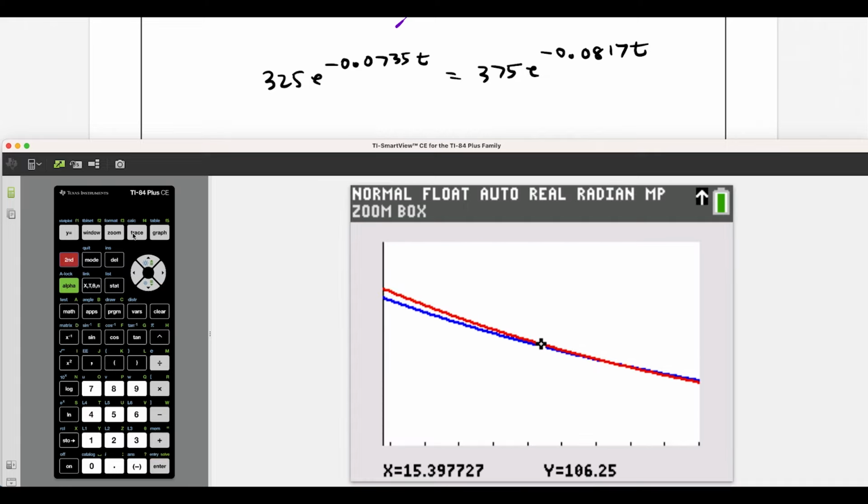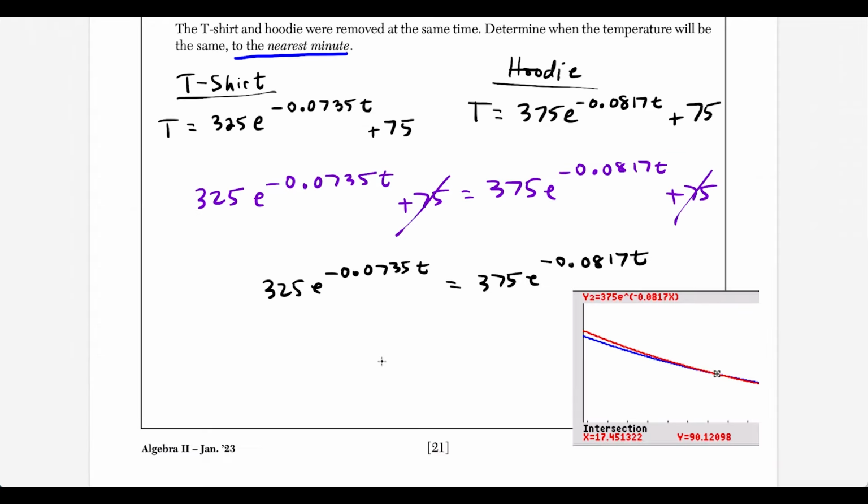So when I want the intersection, I press second trace number 5, and I'm going to go before and press enter, and I'm going to scroll after the intersection point, which we said was towards the end here. This is a safe bet that it's going to be towards the end, and press enter twice, press enter a third time, and here's our intersection. So to the nearest minute here, this is going to work out to t equals 17.45. We'll round down to 17 minutes. So we have t equals 17 minutes.